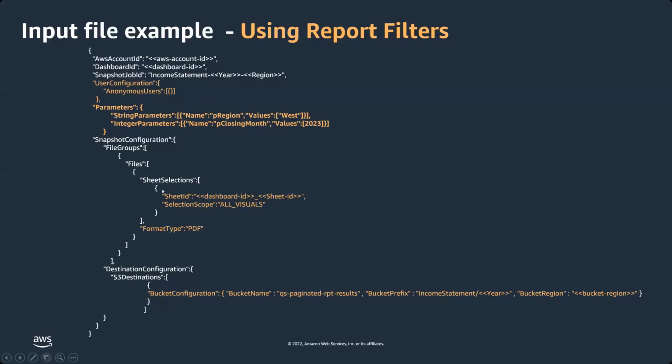And then in the snapshot configuration, I can again state what the sheet ID is. If I'm going for the PDF, I can state all visuals. If it is CSV or Excel, I can specify selected visuals, and I can set the destination path. Now, there could be other scenarios, like a combination of your user configuration and parameters. Let's say you have region as part of your session tags, and you have just the closing month you want to pass as a parameter. That could be another scenario. And lastly, it is possible that you don't have any parameters or session tag, and you want to generate the report as is, completely. So those are the scenarios that you will consider while you create this input file.